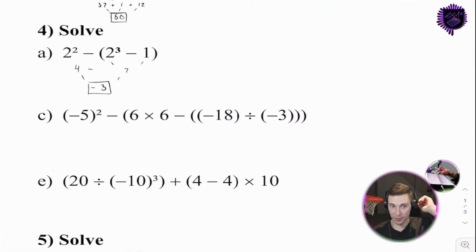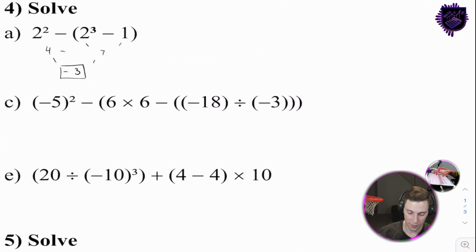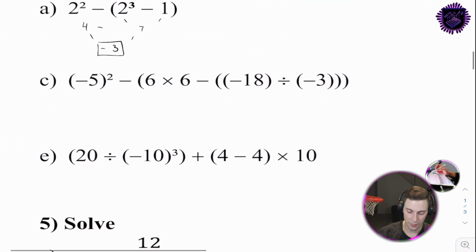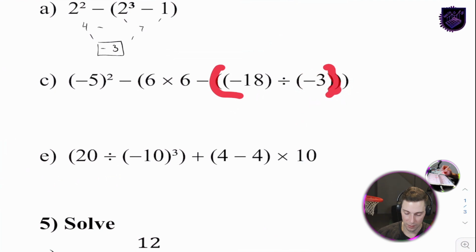Quite a few steps here. Lots of steps here. So we have triple brackets, and one of those brackets is just for the negative. So we're going to start with negative 18 divided by negative 3, and then move on to this stuff over here, and go in order of operations that way. Okay, so negative 18 divided by negative 3 is going to equal positive 3.